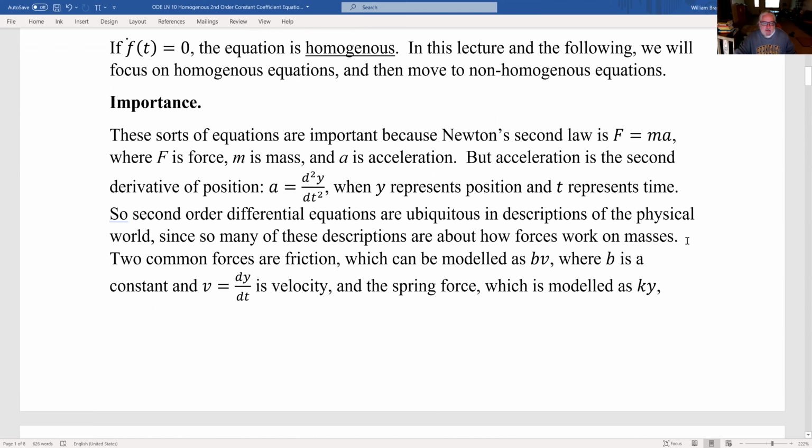So why are these things important? F equals ma. A is the second derivative of position. So if we're talking about how the physical world works, we use second order equations because that's what F equals ma is. A couple of common forces that you'll see are friction, minus b times v, where v is dy/dt, the velocity, and the spring force, which is ky. It's usually minus ky, I think. So we want the force of friction to be in the opposite direction from velocity, and we want the spring force to be in the opposite direction of the extension of the spring.